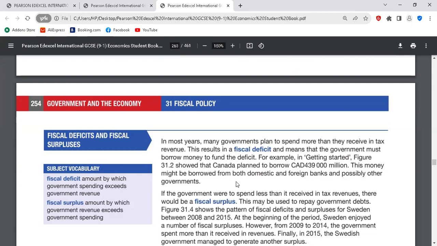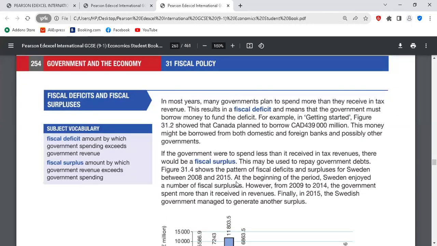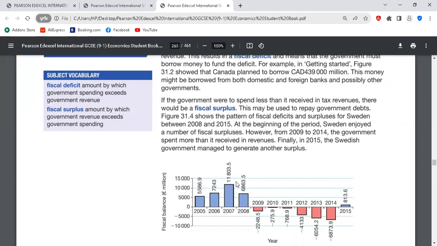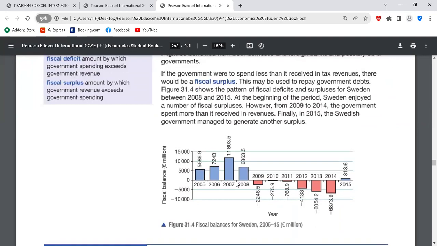We go to fiscal deficit and fiscal surpluses. We could call them budget surplus or budget deficit. So what is fiscal deficit? In most years, when government plans to spend more than it receives in tax revenue, this results in a fiscal deficit and means that government must borrow money to fund the deficit. So fiscal deficit means government is spending more than what it's receiving in taxes. That means government revenue from taxes is less than what government is spending. Okay, that is fiscal deficit. And fiscal surplus means government revenue from taxes is more than what government will spend in terms of expenditure. Is it clear?